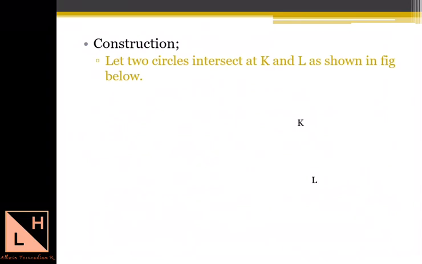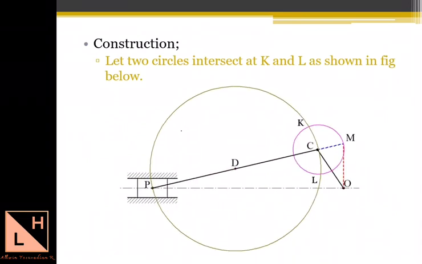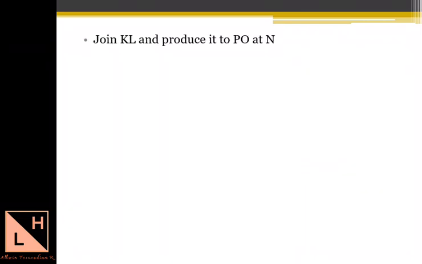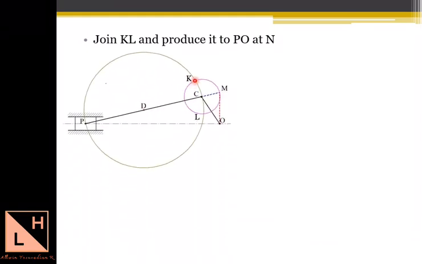Let these two circles meet at K and L as you see in this diagram. So we have made two circles to generate the Klein's acceleration diagram. So these two circles are going to intersect at 2 points as you see here, and we are going to name these 2 points as K and L. So these two are the points where the circles are intersecting, and we are going to name them as K and L. Now join KL and produce it till it meets PO at a point N, and we see that the K and L are the intersecting points of the circles.